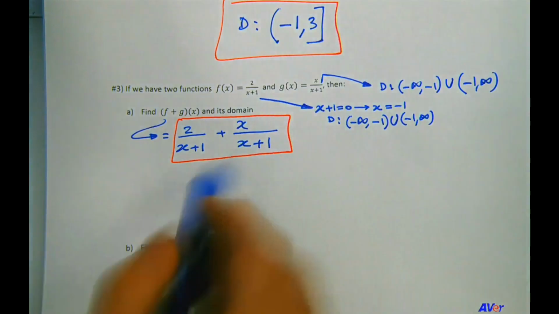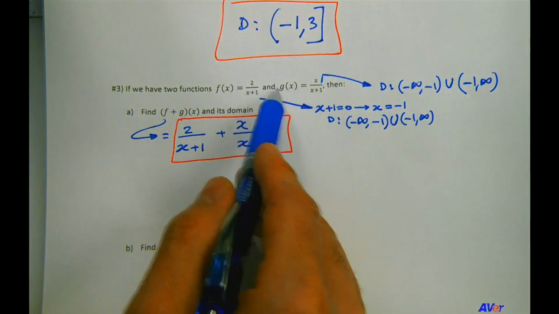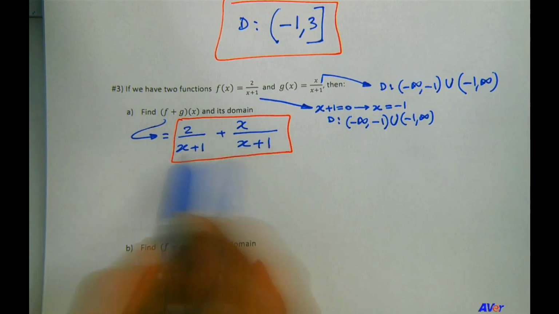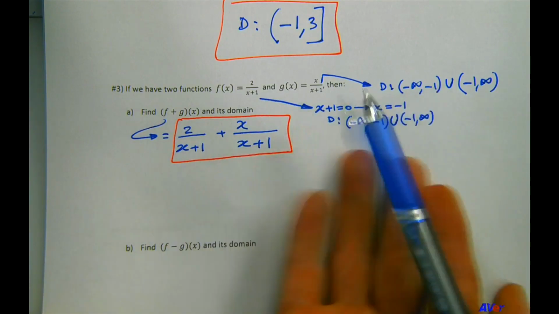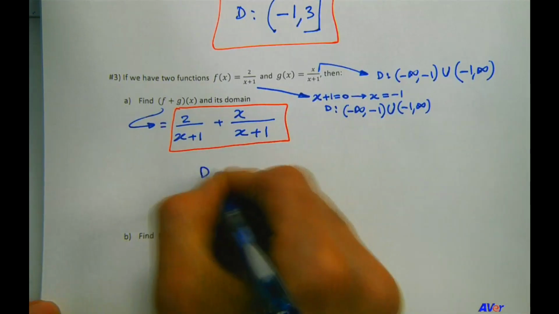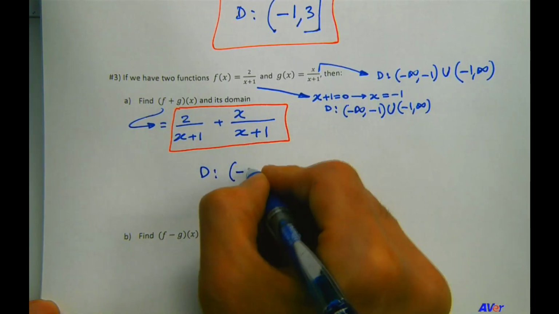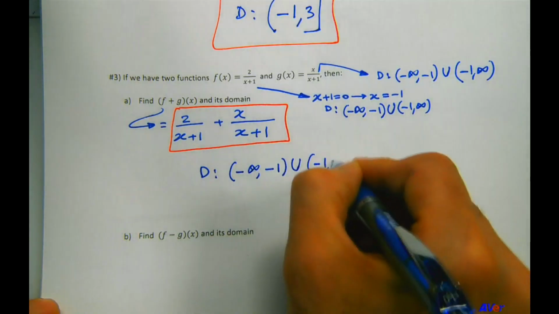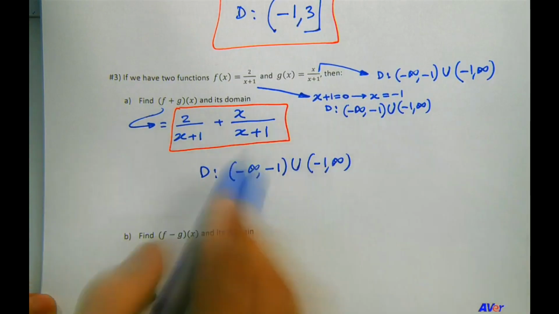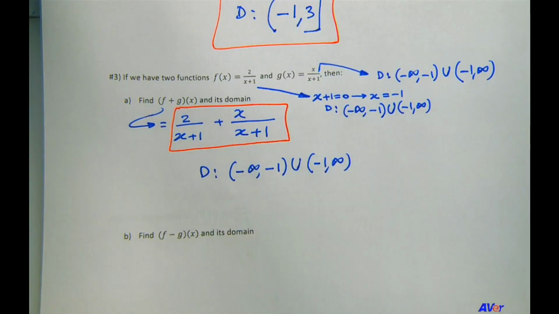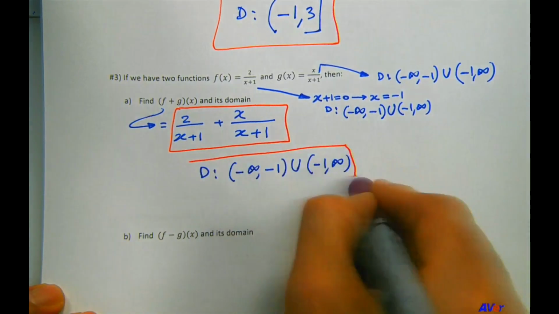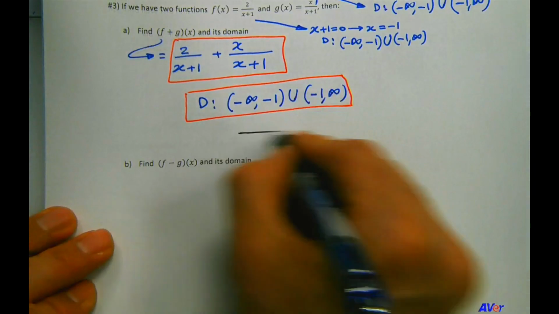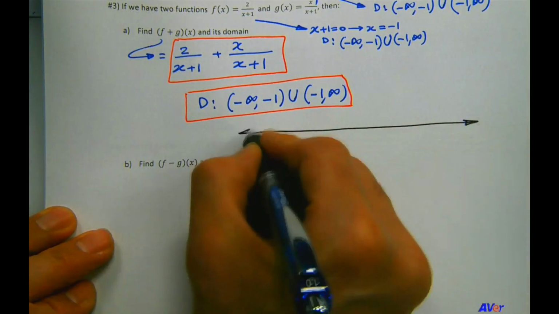So those ended up becoming part of the combined function. So the intersection of this domain with that domain is itself. Therefore, the domain of the combined function is also negative infinity, comma, negative 1, union, negative 1 to infinity. So everything except negative 1. That's what we're saying with this domain. And you can draw, if you wish, the graph as well.